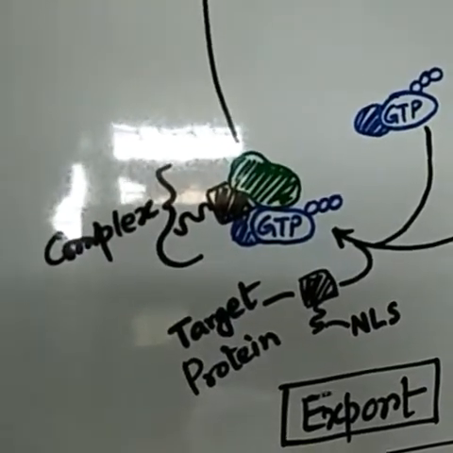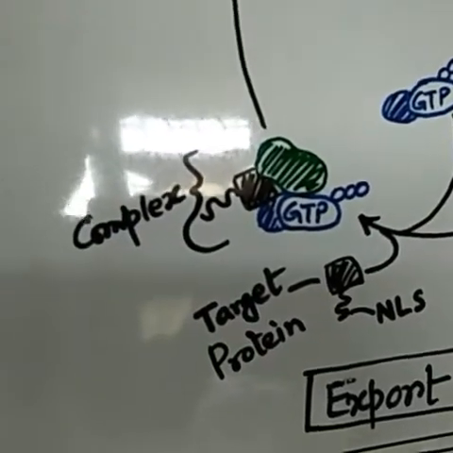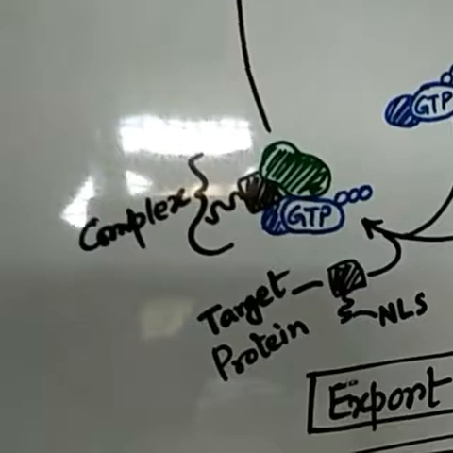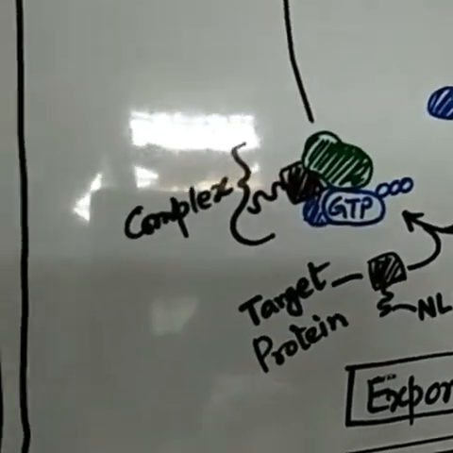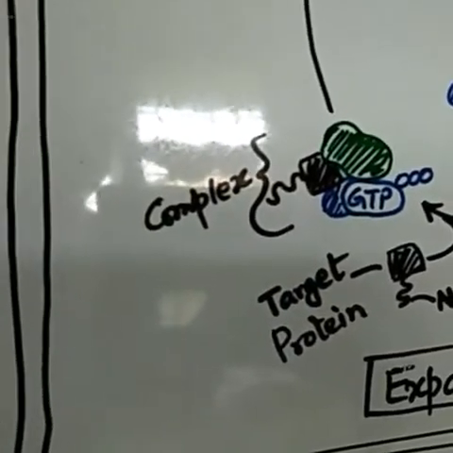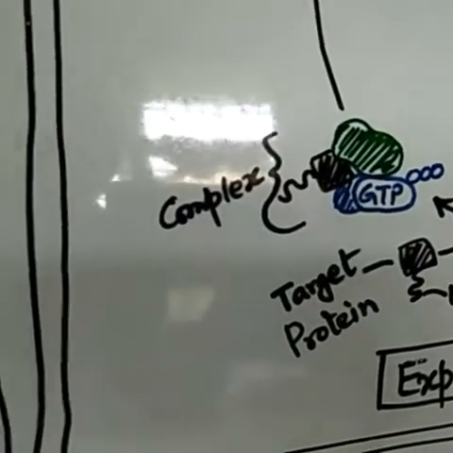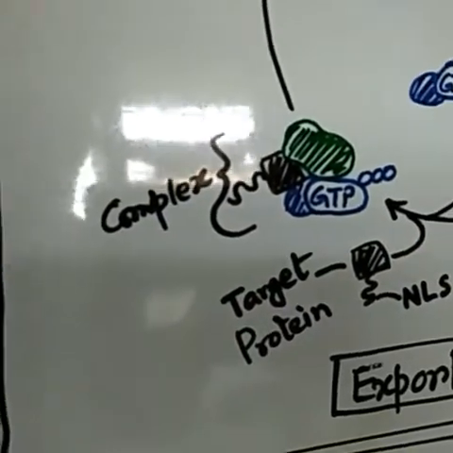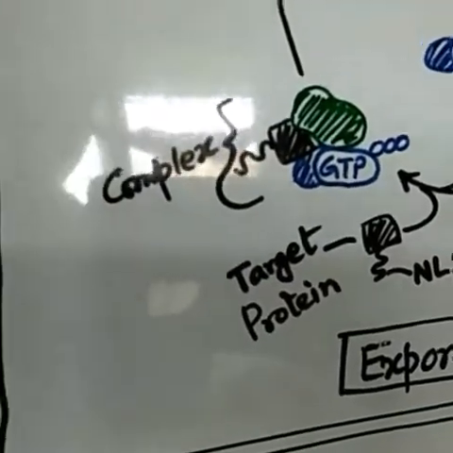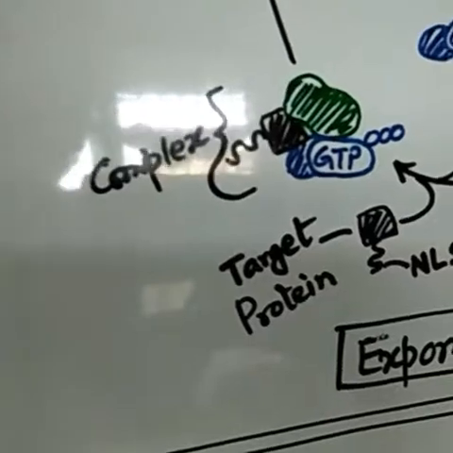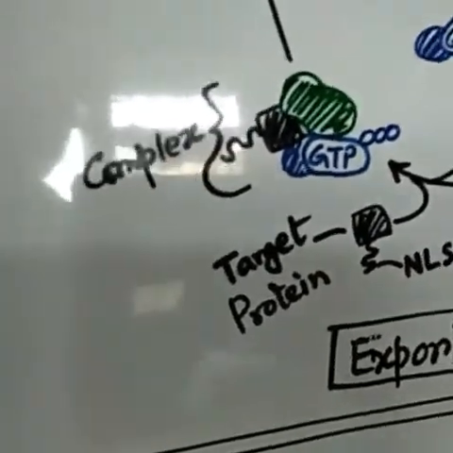First the GTP binds with the exporting protein complex, and then the complex which needs to be exported is bound with this complex. Here this complex means the nuclear localization signal. The target protein is attached with the nuclear localization signal. The nuclear localization signal is a very important factor, because without it, any component cannot be imported or cannot be exported from inside to the outside of the nucleus, or from outside to inside of the nucleus.